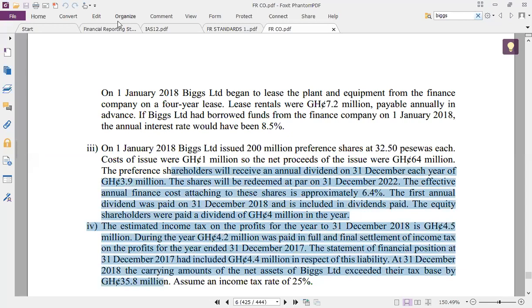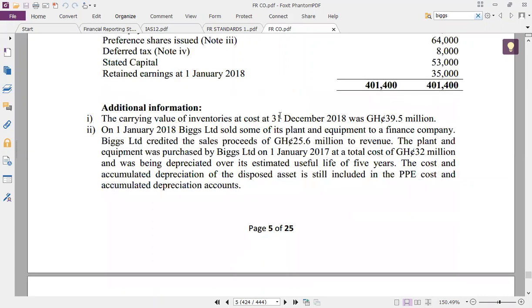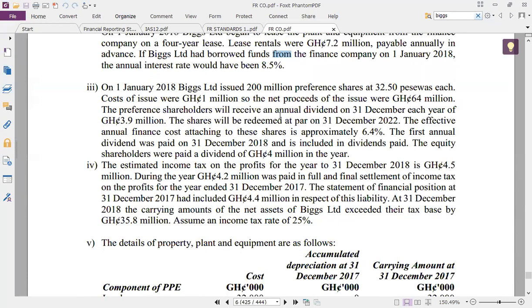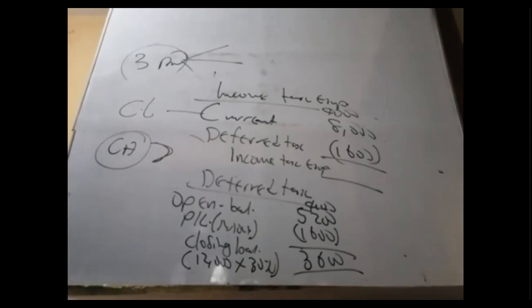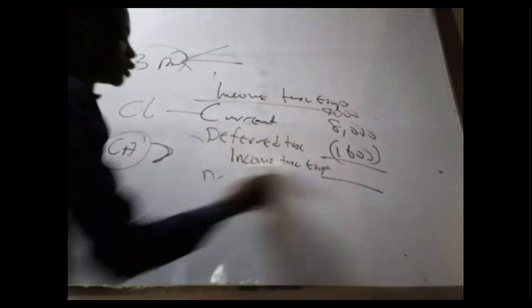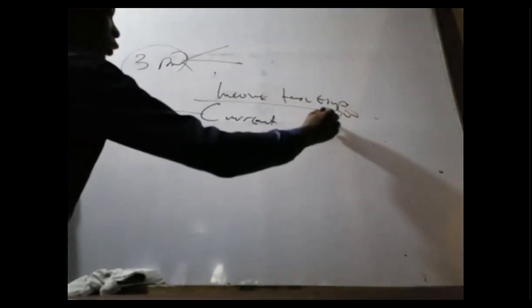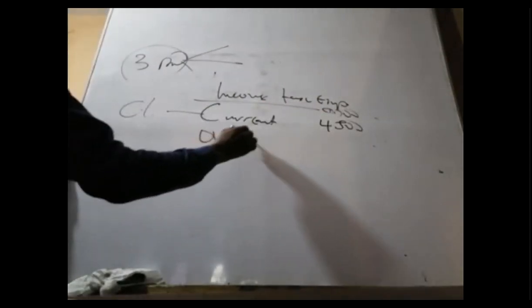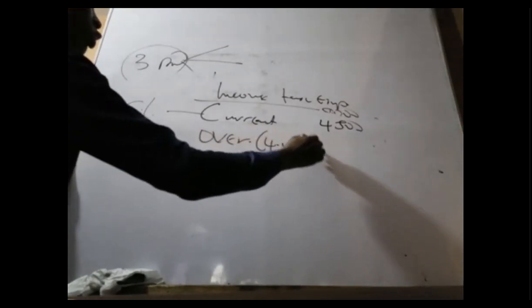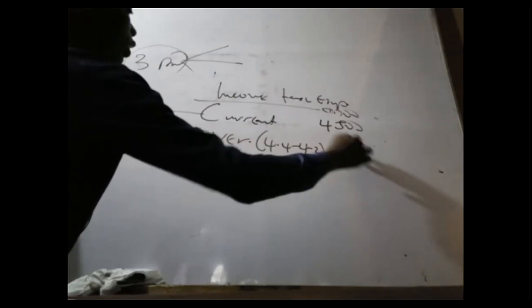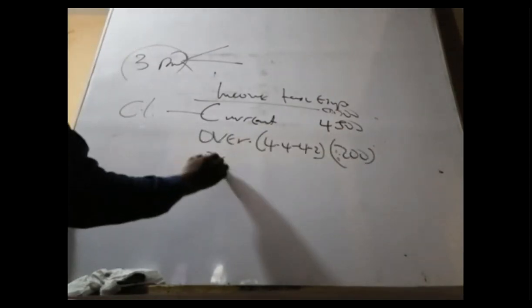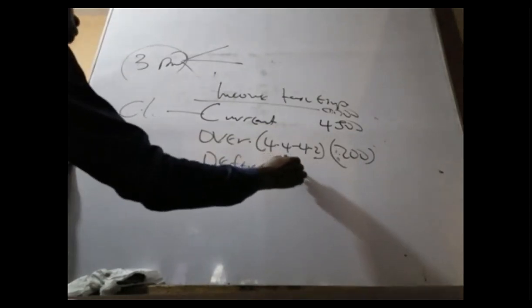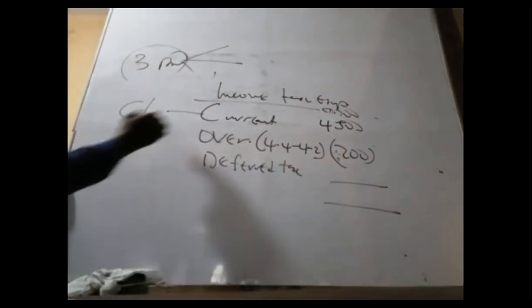So in summary, this is how the entry will look like. Let's go and pick the opening balance of the deferred tax. I think it was 8,000. Great. And then the current year tax provision too was 4.5 million. So in short, this is how it will be. The current year tax provision is 4,500. Here there's over tax provision, bracket 4.4 minus 4.2, which is giving us 200. We say over, we subtract. Deferred tax, we have to go and calculate deferred tax. So let's calculate it here.